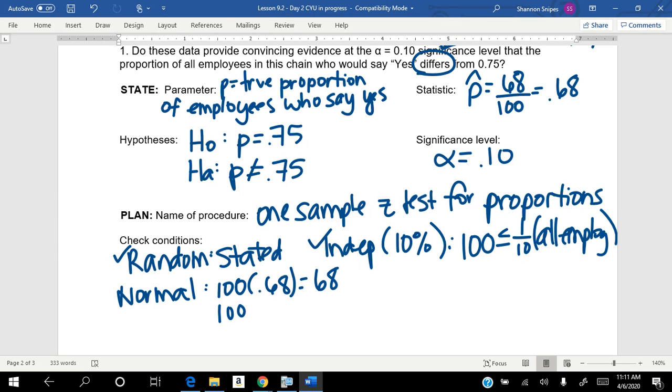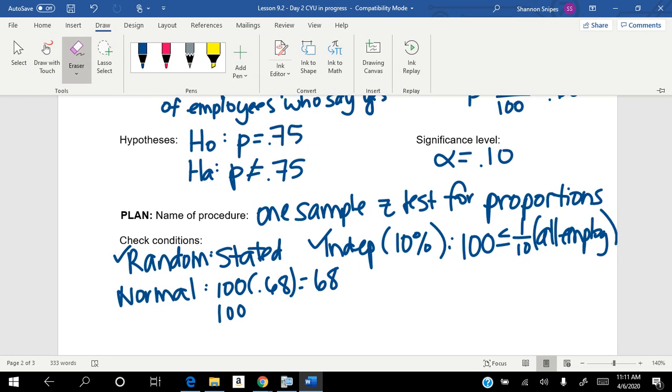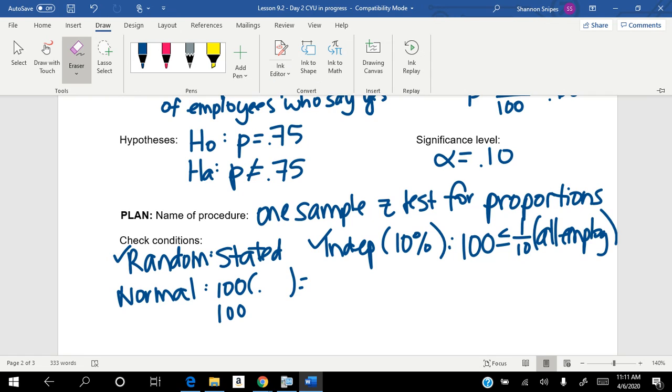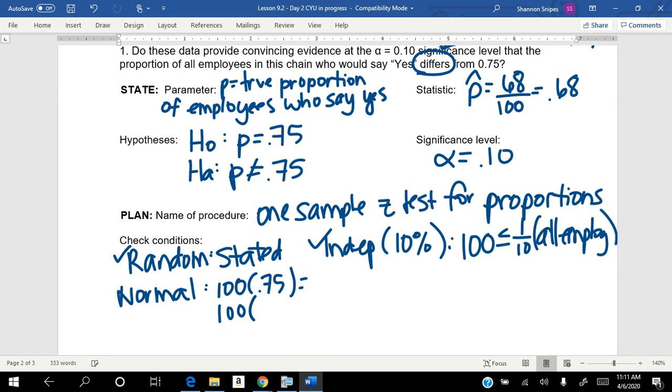Oh my gosh, I did it again. Y'all, it's not 0.68. It's always your null hypothesis value. So it should be 0.75, 0.25. I did that in the last video. So hopefully y'all learned from my mistakes. So N times P, not P hat. These are both greater than or equal to 10. So your normal condition has been satisfied.